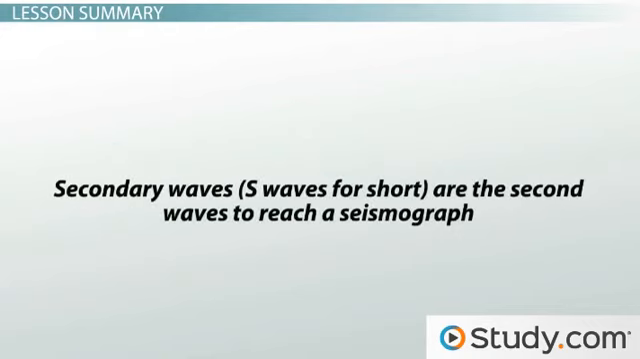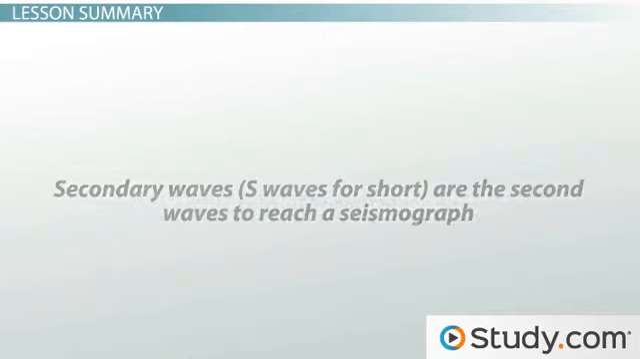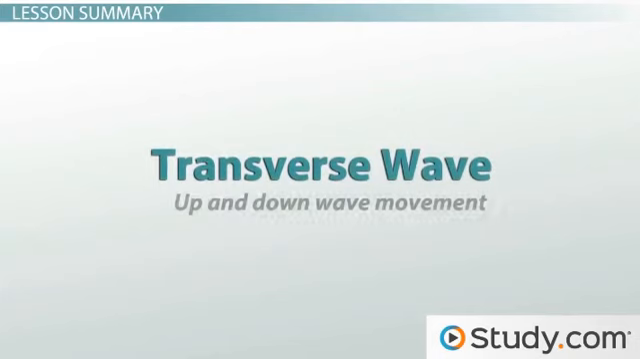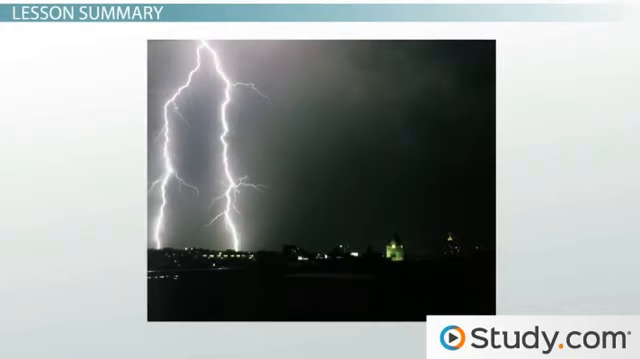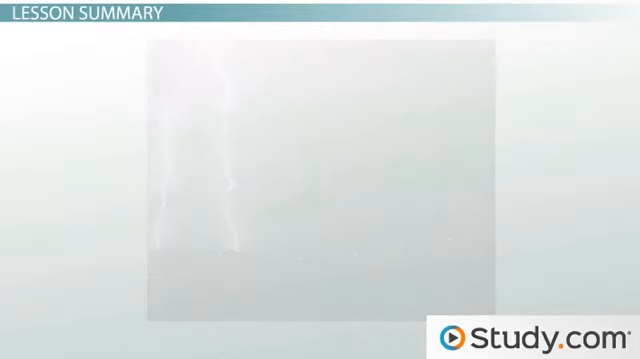Secondary waves, S waves for short, are the second waves to reach a seismograph. These are transverse waves which travel up and down like the slinky would if you whipped it vertically. By knowing how much faster P waves travel than S waves, scientists can calculate the distance of the earthquake, much like calculating how far a lightning strike is by measuring the time until the thunderclap.